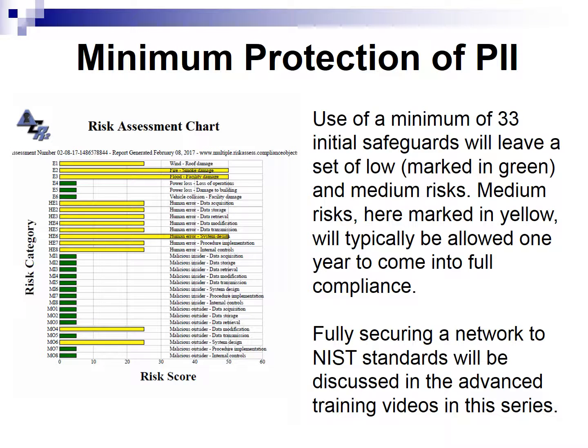This summary graph shows the information security risk status of a network with only basic safeguards in place. Typically, moderate risks, shown in yellow, are allowed by regulators to have 1 year for remediation. Fully securing a computer network to NIST standards will require additional safeguards and be covered in the advanced videos in this series.